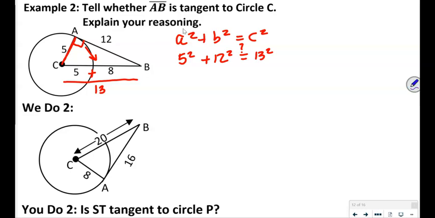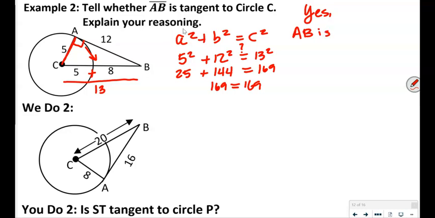Okay, so this would be 25 plus 144. And then 13 squared is 169, and 25 plus 144 is 169. So indeed it is equal, isn't it? It is. And so if it is, we can say A, yes. It says, tell whether it is tangent. Yes, AB is tangent to circle C.